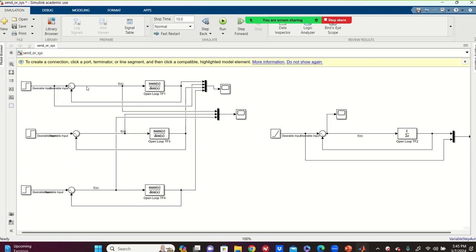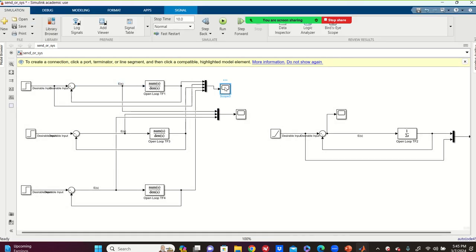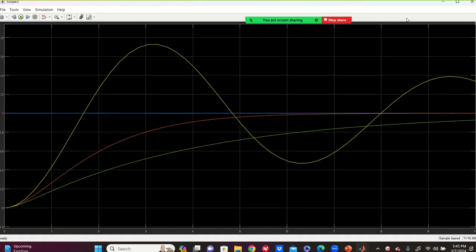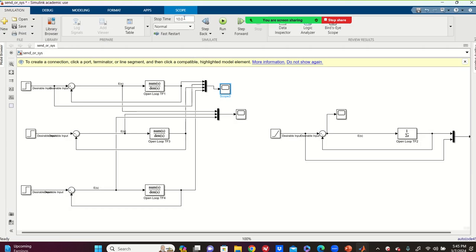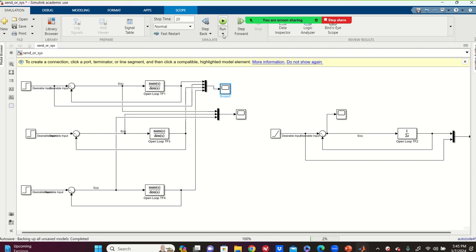So as you know, you can write here as, here we go. So I now can run it for 10 seconds. If I run it, here we go. This is the output I'm plotting here. Oh, I need more time. Say 20. Okay. Run it.